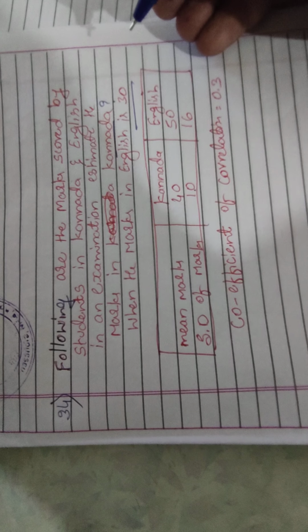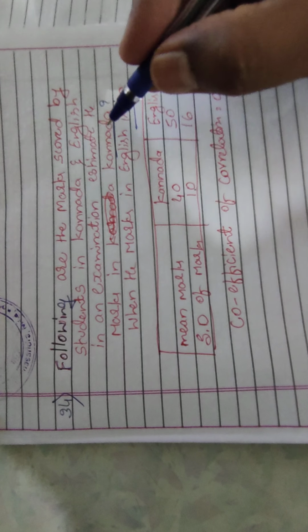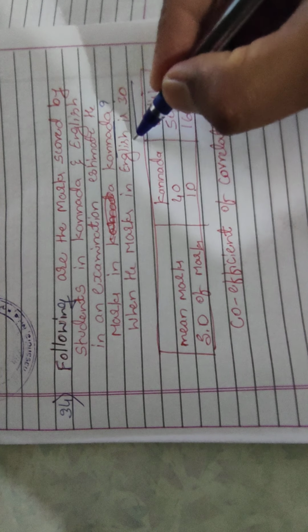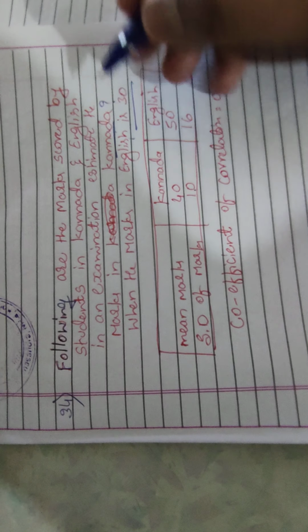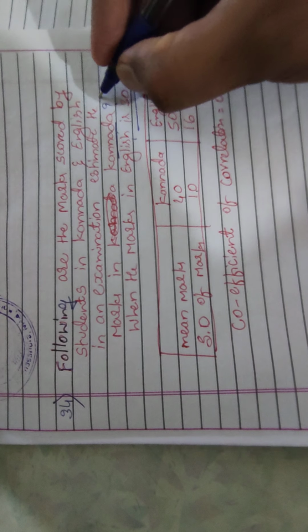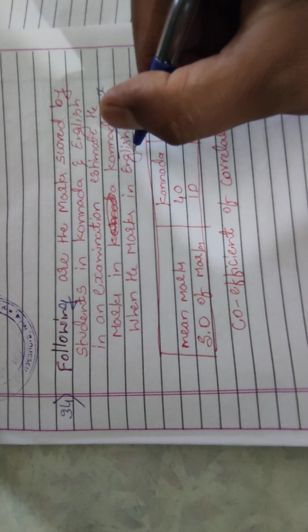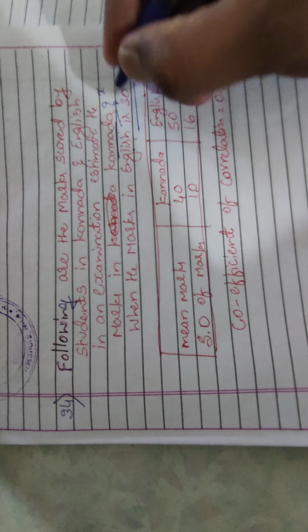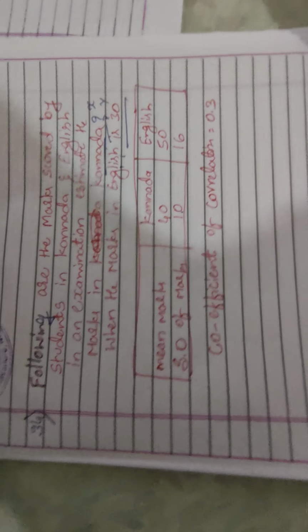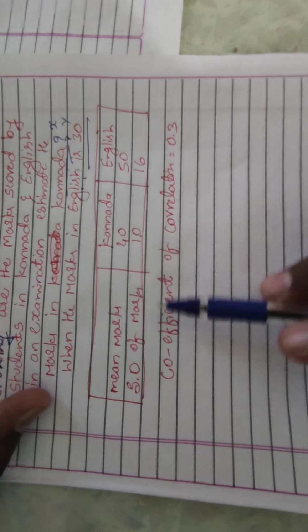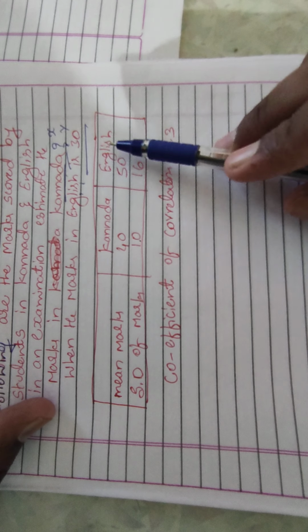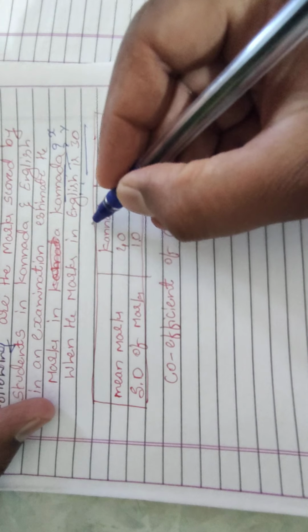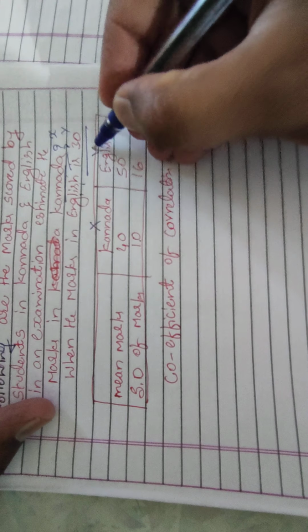So here they are given two variables. First one is Kannada, second one is English. Kannada we can denote as the x variable, and English we can denote as the y variable. We have two types of variables. Next they are given a table with Kannada and English, x variable and y variable.